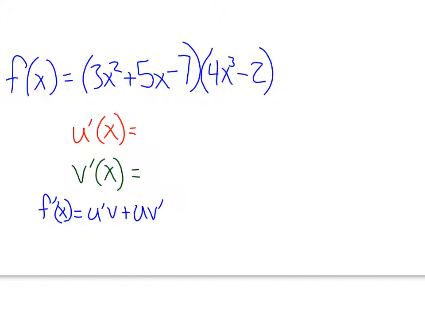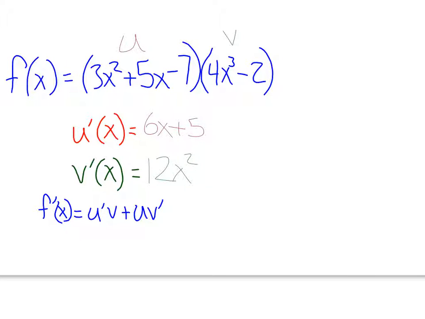So, what would we say is u in this case? What's u? Good, 3x squared plus 5x minus 7. That's our u. So what's u prime? Good, 6x plus 5. All right. What's v? 4x cubed minus 2. Good, that's v. So the derivative is? 12x squared. 12x squared. Very good.